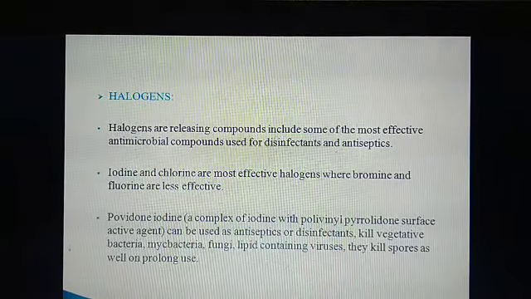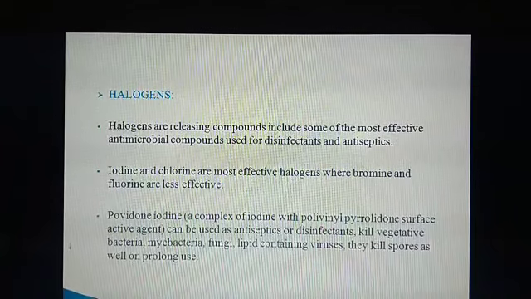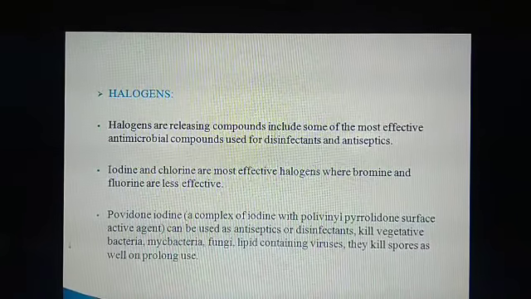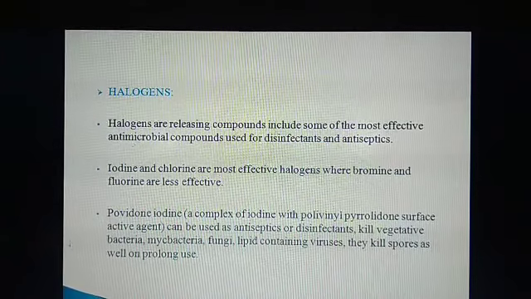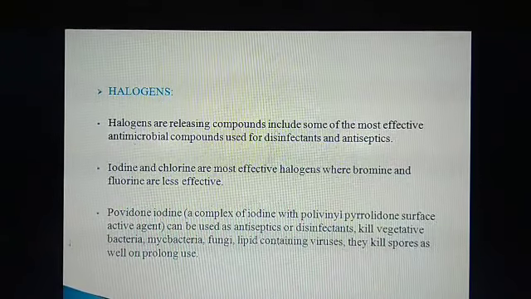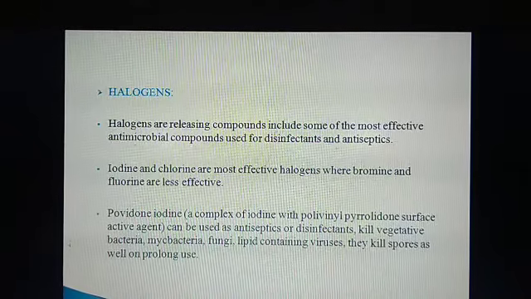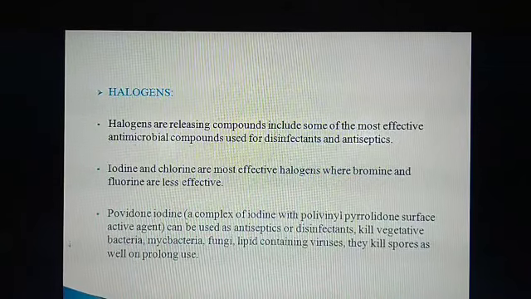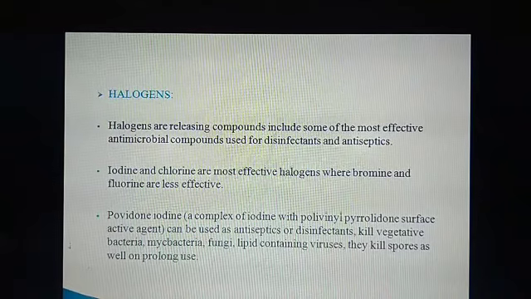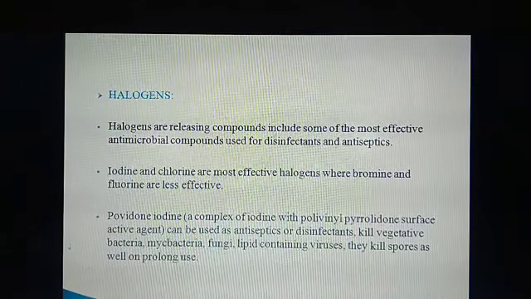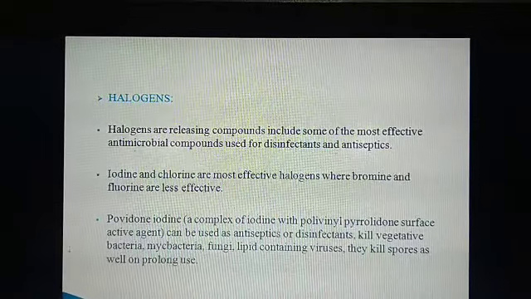And povidone iodine is a complex of iodine plus polyvinyl pyrrolidone. This is a surface active agent. It is used as an antiseptic as well as a disinfectant. They generally kill the vegetative bacteria or mycobacteria, then fungi, lipid containing viruses, and to some extent they also kill the spores, if we are using it for a long period of time.